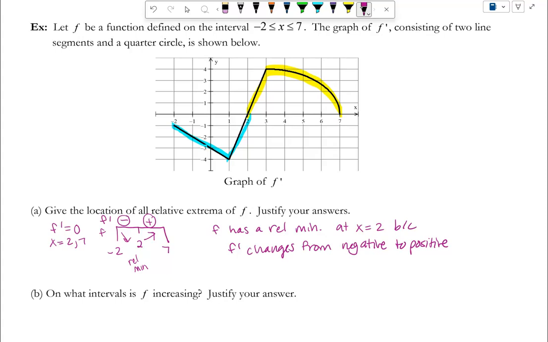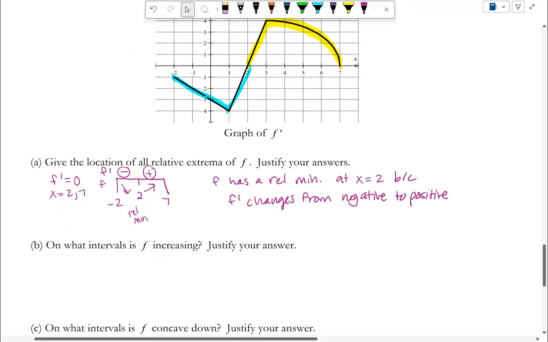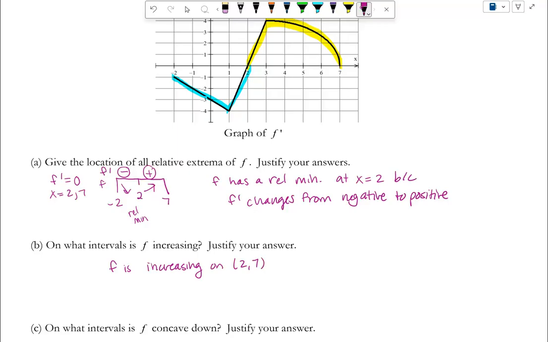All right, so we could use that same number line to answer question B, because for question B, on what intervals is f increasing? Well, we already found that out in our number line. We said f is increasing where our first derivative is positive. So f is increasing on the interval from 2 to 7 because f prime is positive. You can say that in words. You could write an inequality.